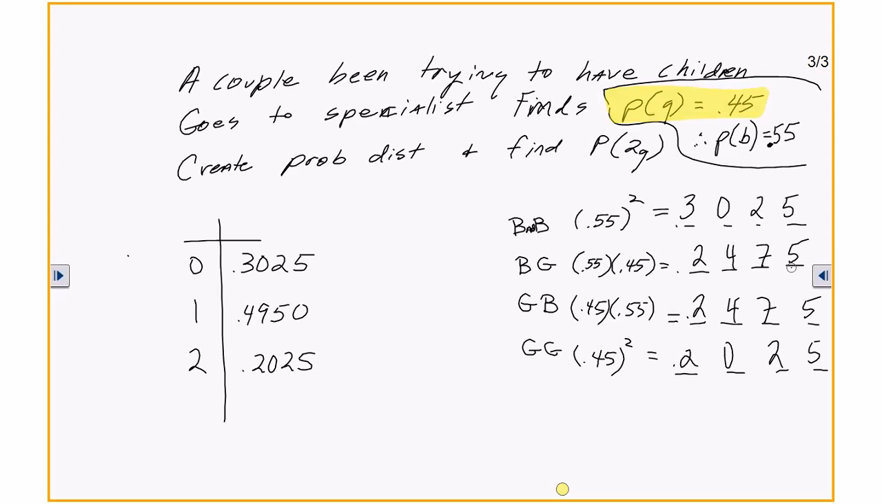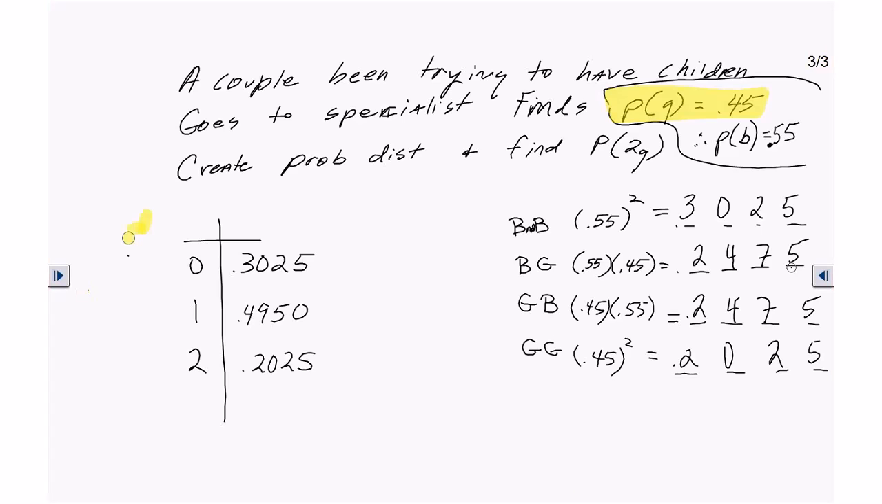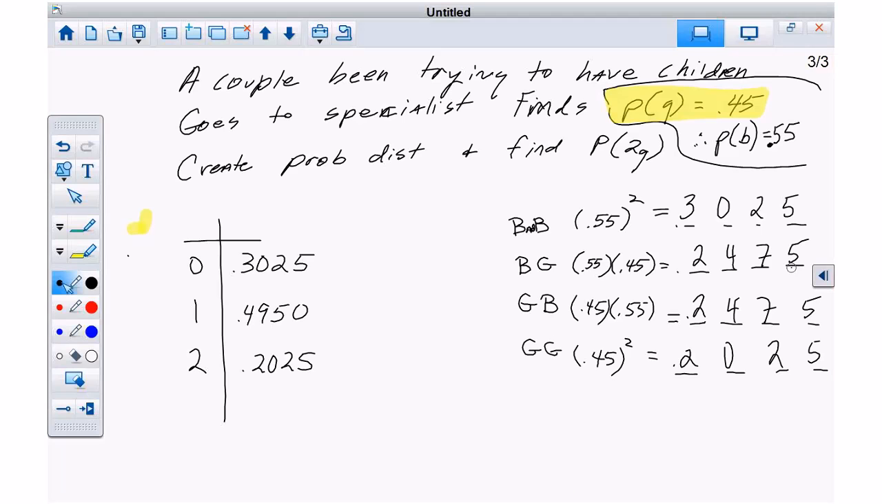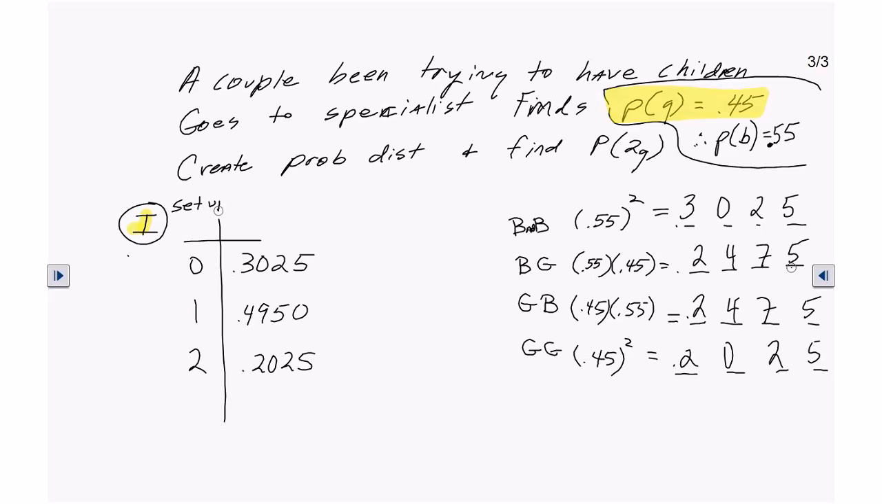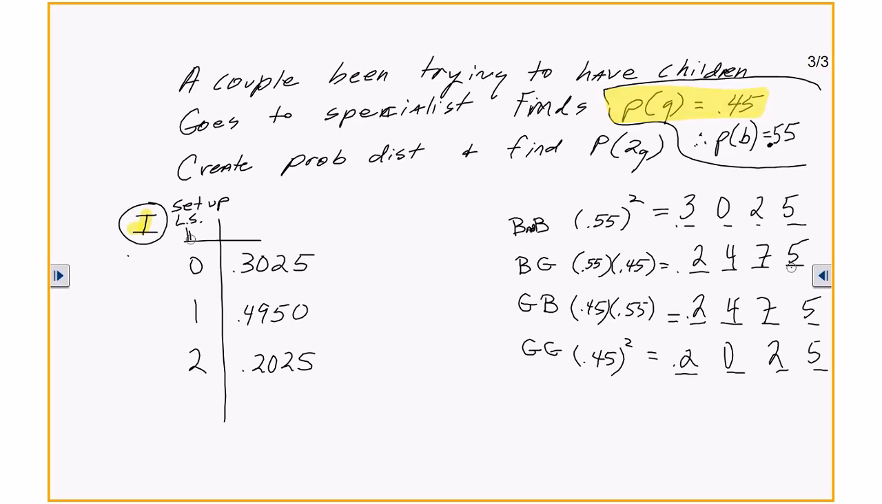So make sure, part 1, you set up the left side right here. I set up that left side because there's only 3 possibilities: 0 girls, 1 girl, or 2 girls. Step 2, using the probability given, find the complement. And once you do those 2 steps, then you can do the 3rd step, which is actually to calculate your probabilities.